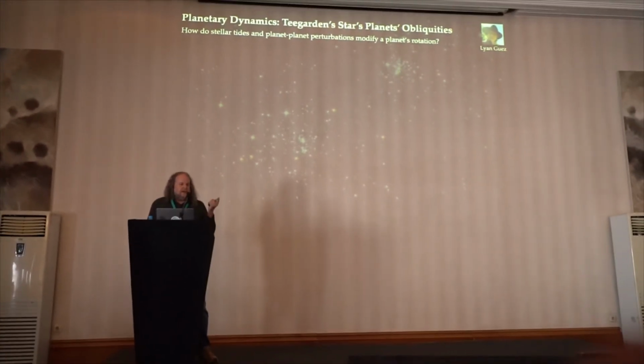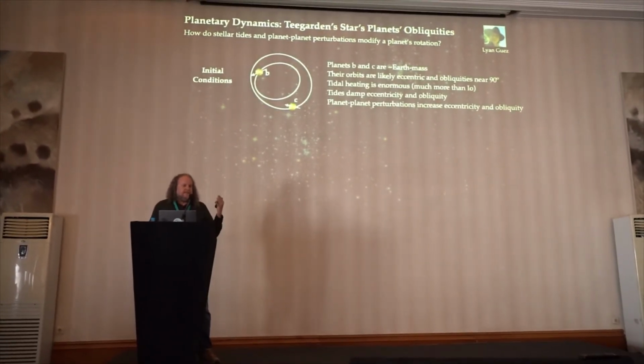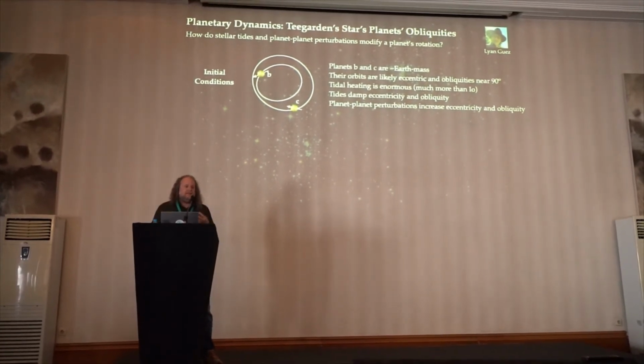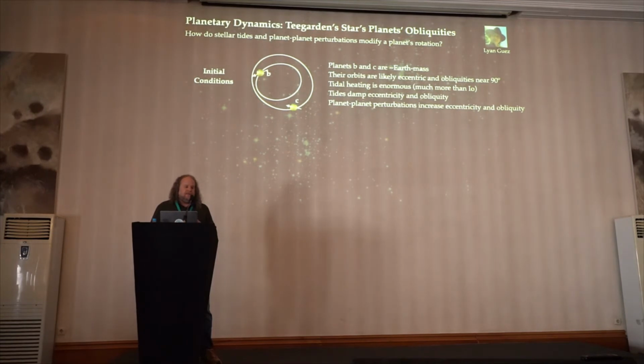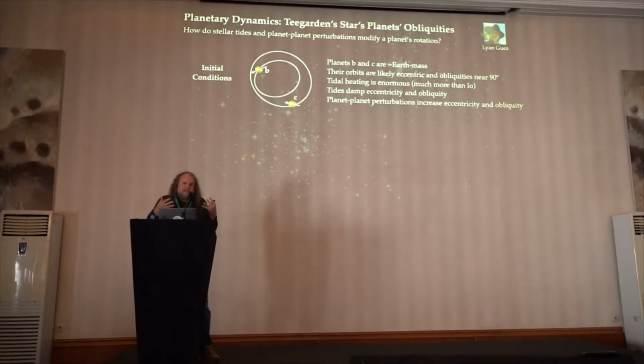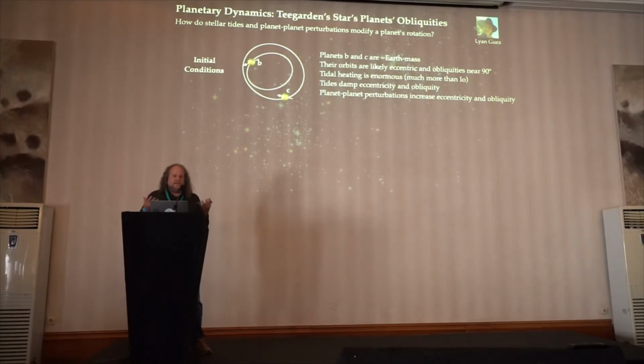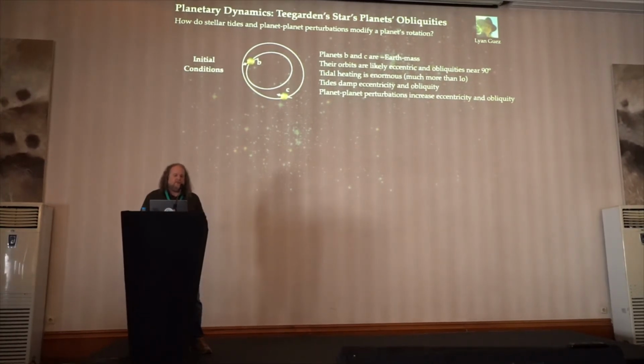In particular, they looked at this case where initially we might think that there are these 2 planets that are potentially habitable. They're about the size of the Earth. But we think that their initial conditions were probably somewhat eccentric, and they could have again had obliquities somewhere near 90 degrees, represented by those arrows.